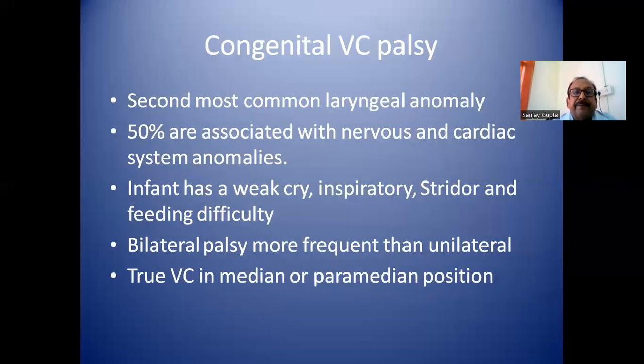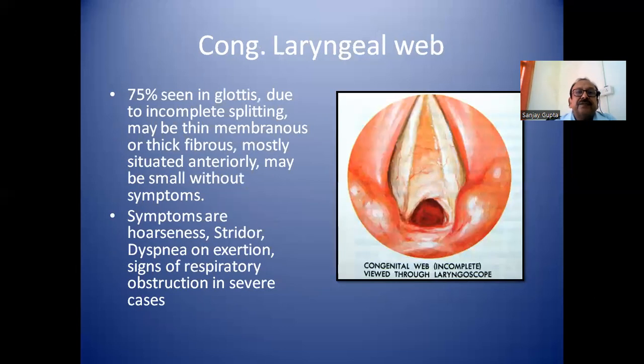Then comes the congenital vocal cord palsy. This is the second most common laryngeal anomaly after laryngomalacia. 50% are associated with nervous and cardiac systemic anomalies. Infant has a weak cry. There is inspiratory stridor and feeding difficulties. Bilateral palsy is more frequent than unilateral vocal cord palsy. In this, the true vocal cords lie in median or paramedian position. Congenital laryngeal web.